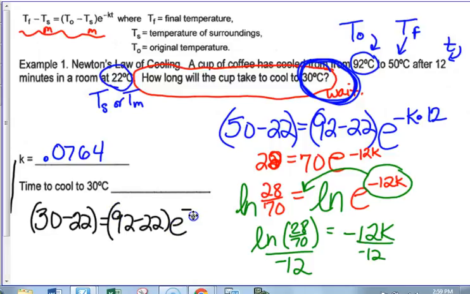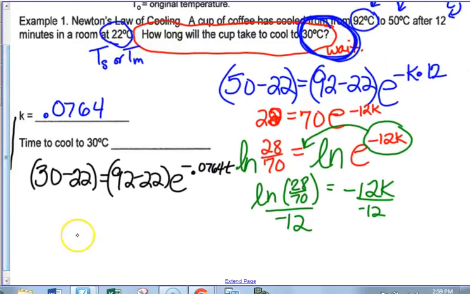So negative K is negative 0.0764, and we're trying to find T. I love that I can hear some of you typing away. What do we do first? Divide by 70.